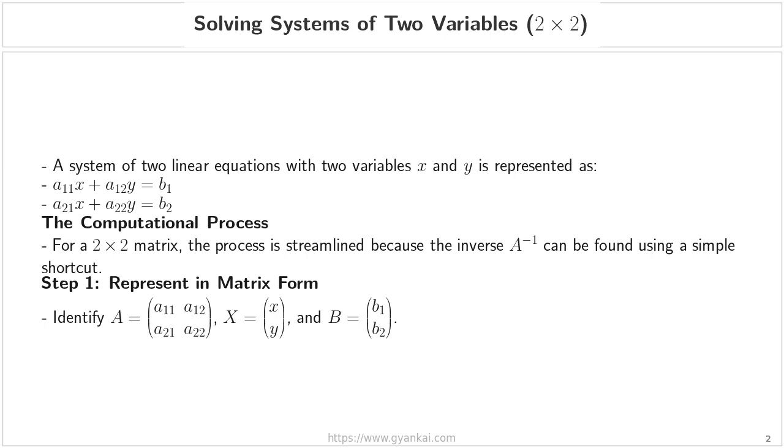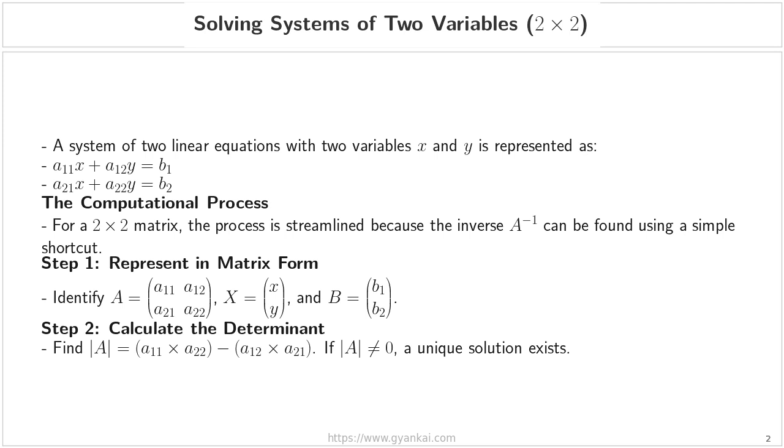Step 1. Represent the system in matrix form. We need to pull the coefficients out of our equations to identify our matrix A, which consists of a sub 1, a sub 2, a sub 2, and a sub 2. Our variable matrix X will contain our unknowns, x and y. Finally, our constant matrix B will hold our values b sub 1 and b sub 2.